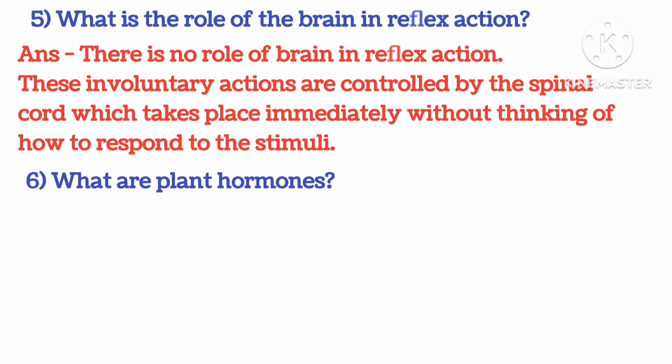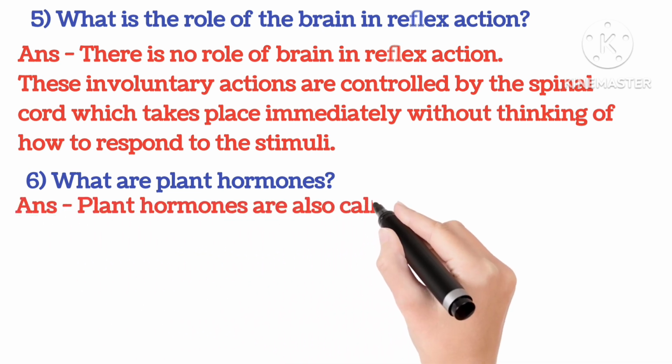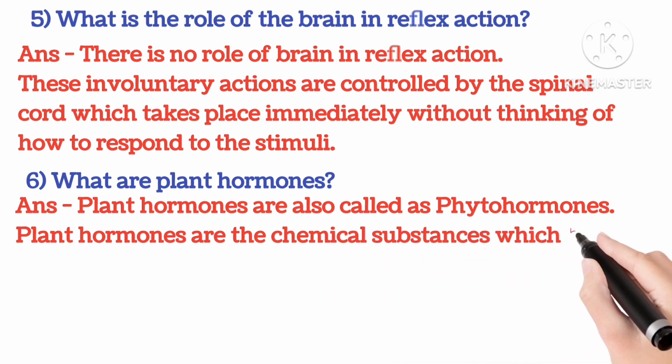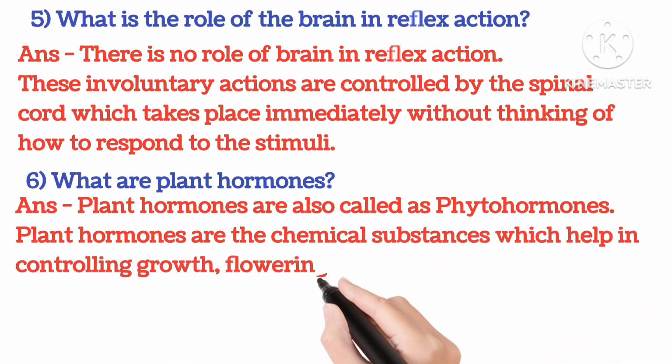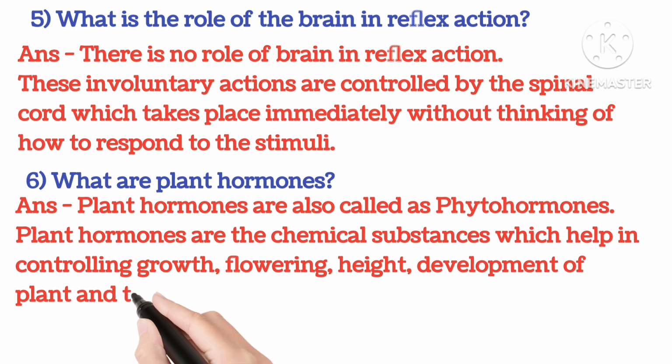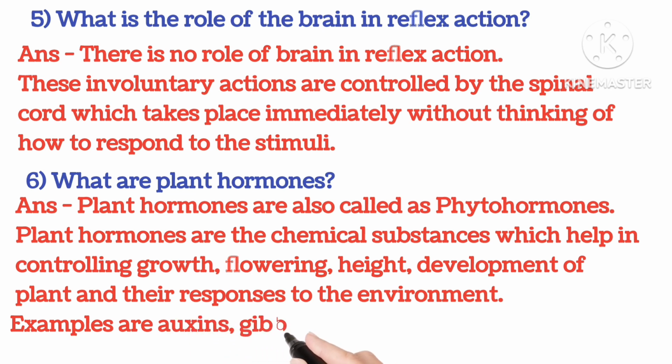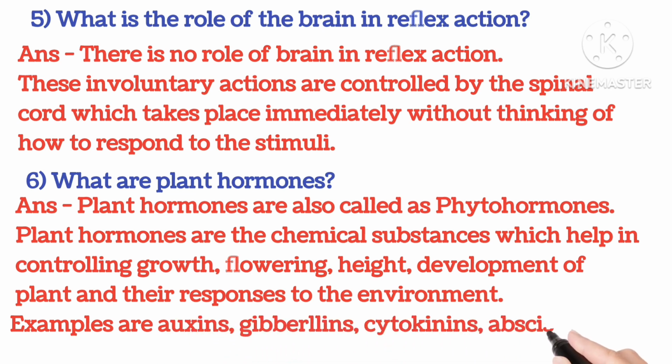6. What are plant hormones? Plant hormones are also called as phytohormones. Plant hormones are the chemical substances which help in controlling growth, flowering, height, development of plant and their responses to the environment. The examples are auxins, gibberellin, cytokinin, abscisic acid and ethylene.